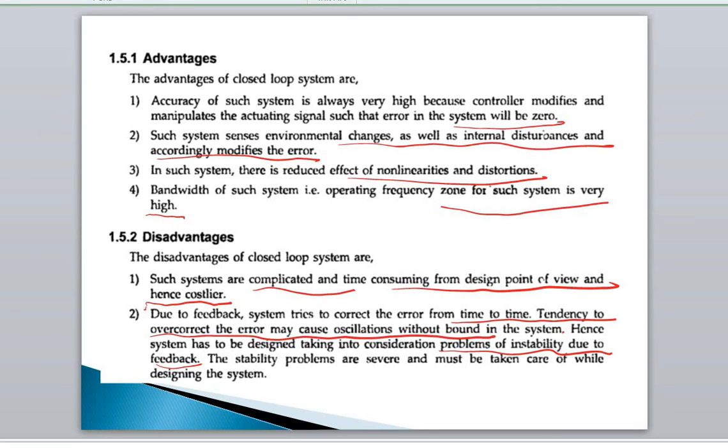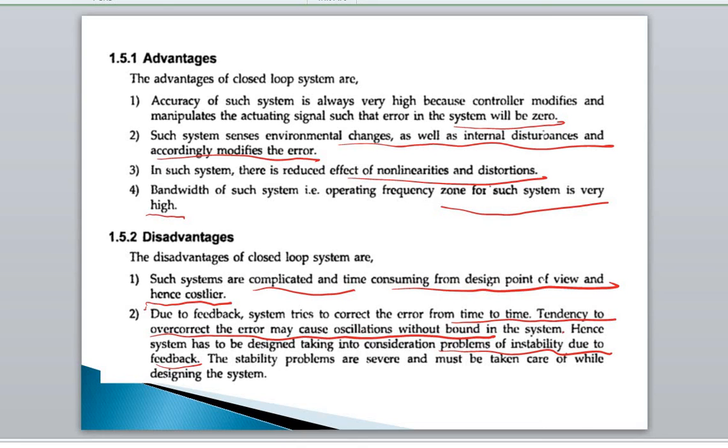So what does this second point mean? See, every time output is measured, it is compared, then an error signal is generated. That error signal is given to the controller. The controller changes its signal. So this repetition of process may lead to overcorrection also, which is not necessary sometimes. Okay. Every time we don't require a 100% perfect system. Sometimes some inaccuracy is accepted.